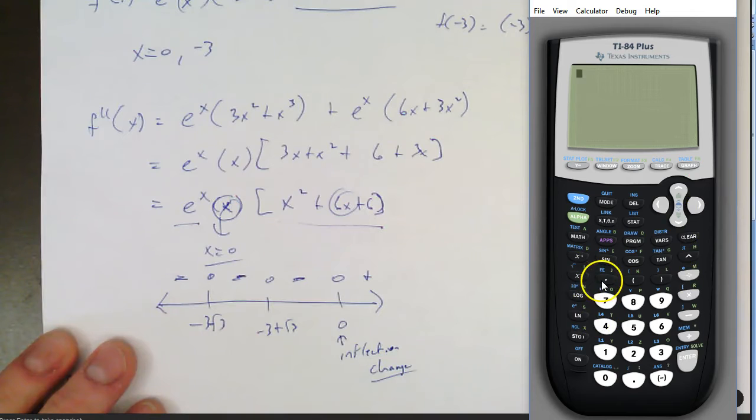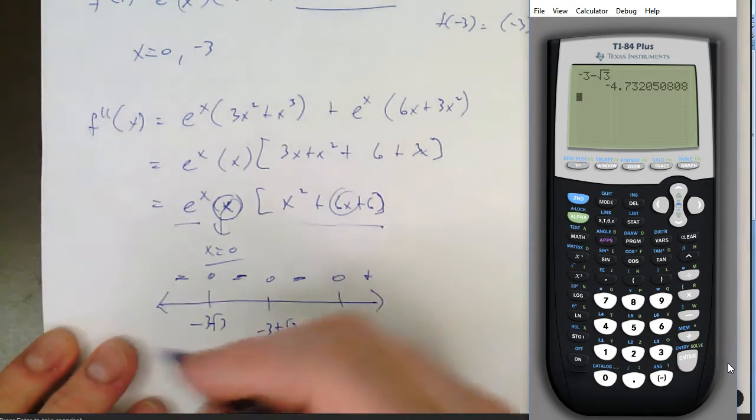So the e to the x is always positive. So what I really am concerned with is what happens with negative 3 minus root 3. That's going to be the x, and then times parentheses negative 3 minus. Oh, I got to pick a number. This is why I would never make you do this on a test. This is way too much work.